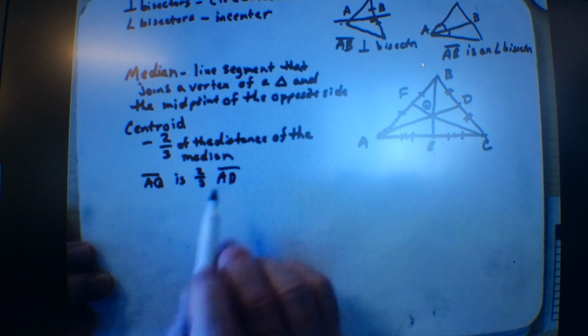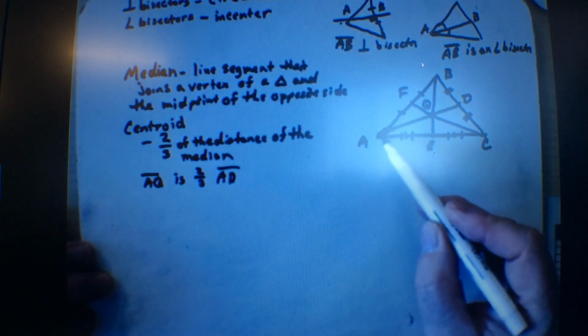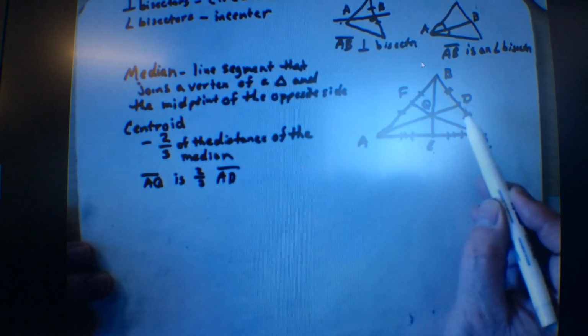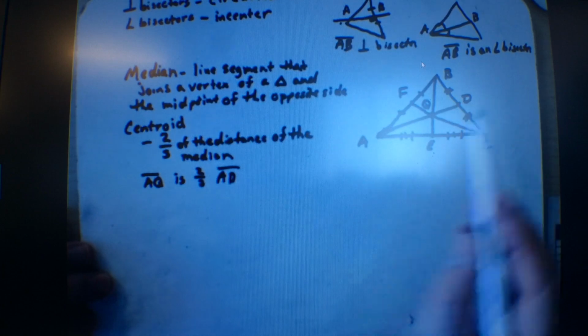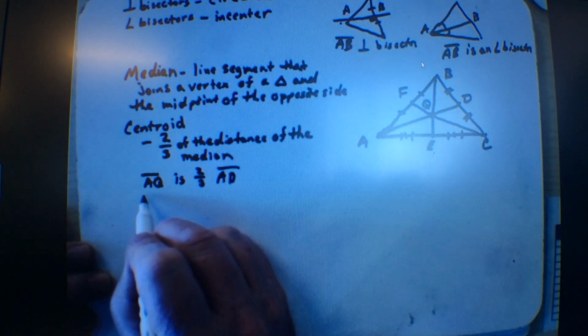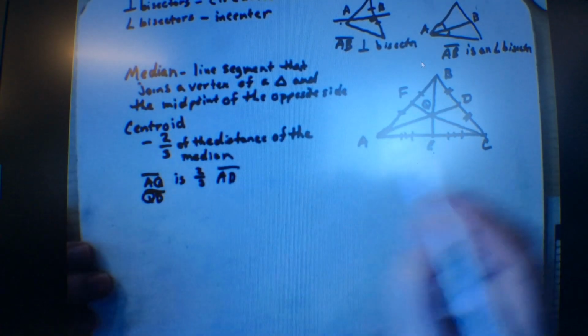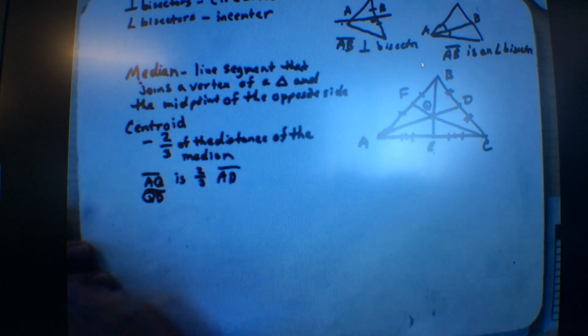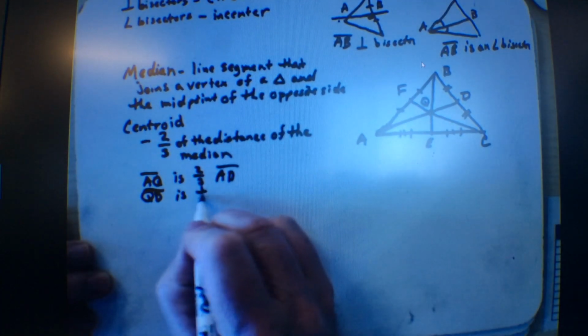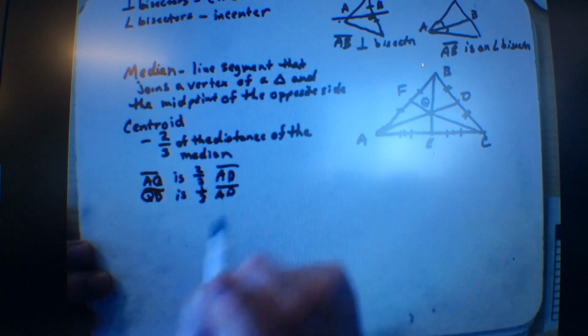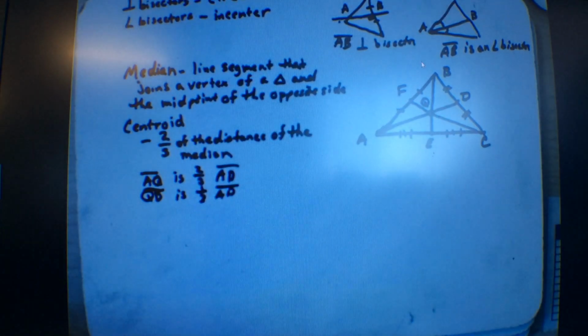Do you understand that? So AQ is 2/3. So this is AQ, right? It's 2/3 of the whole thing. You understand that? So that we have this other thing called QD, the rest of it. How big is it? It is 1/3 of AD. That's not in the theorem, but you can sure devise that, can't you? Yes, no, maybe? Okay? Any questions then? So far.